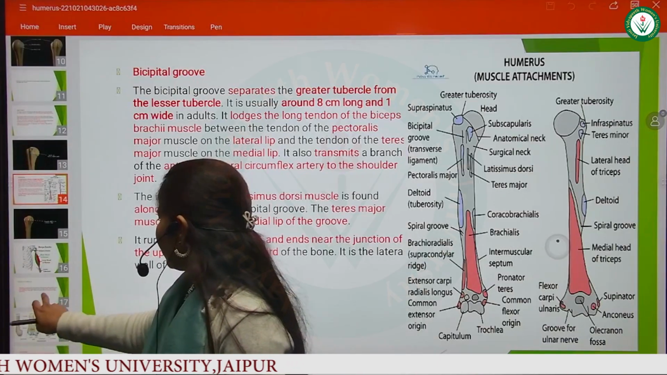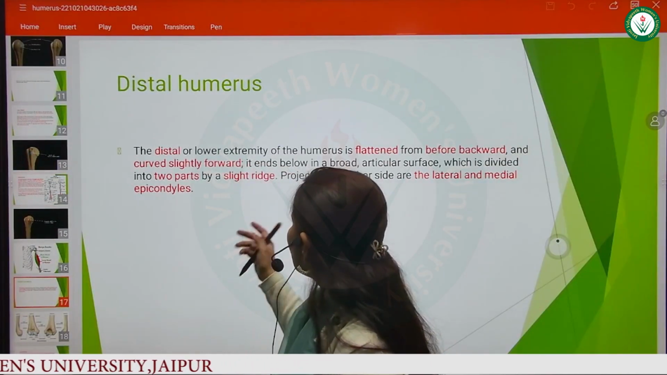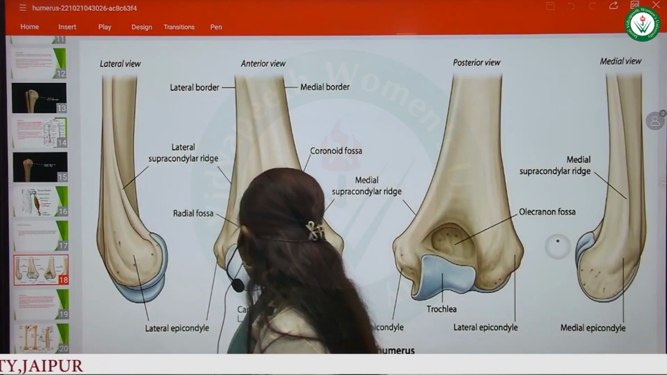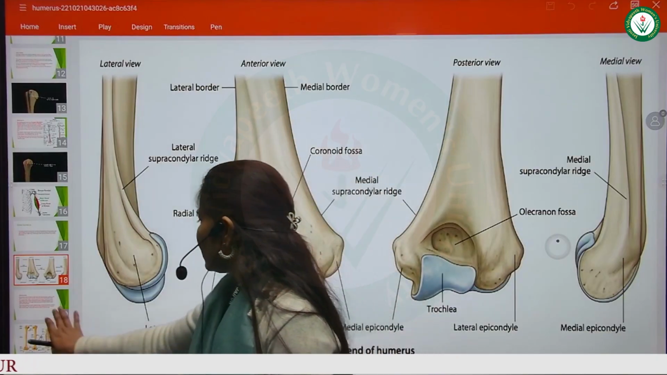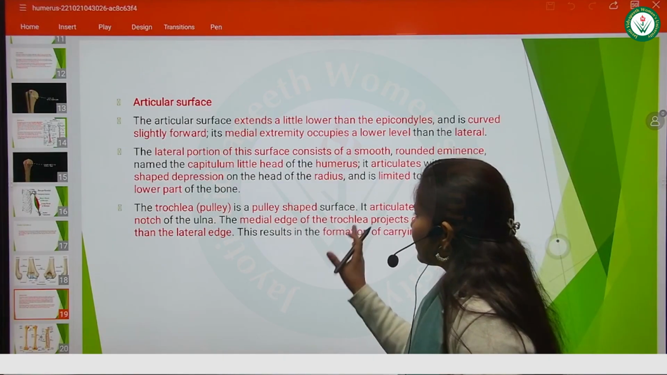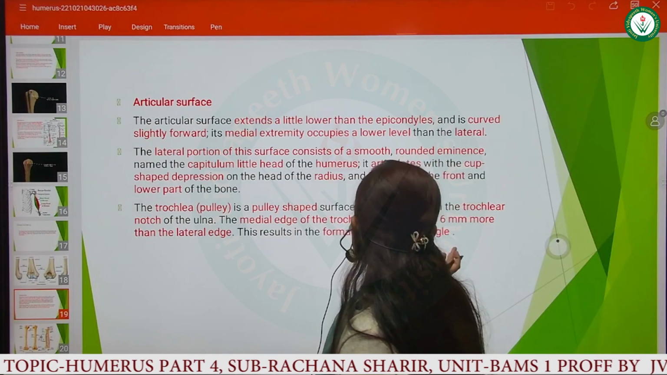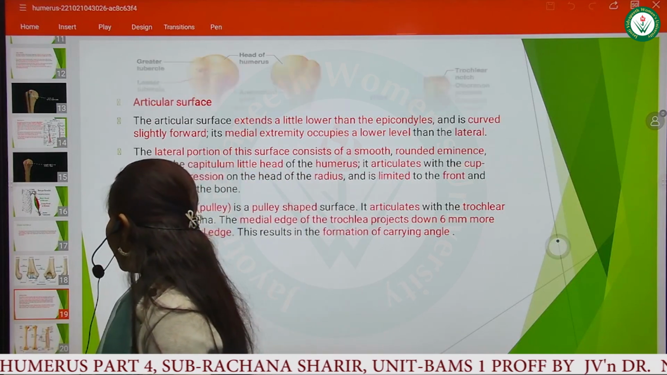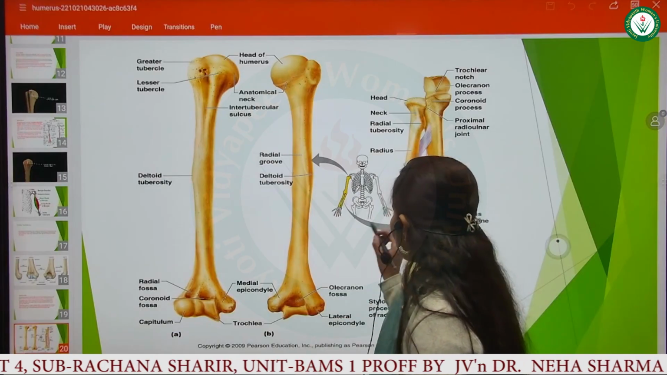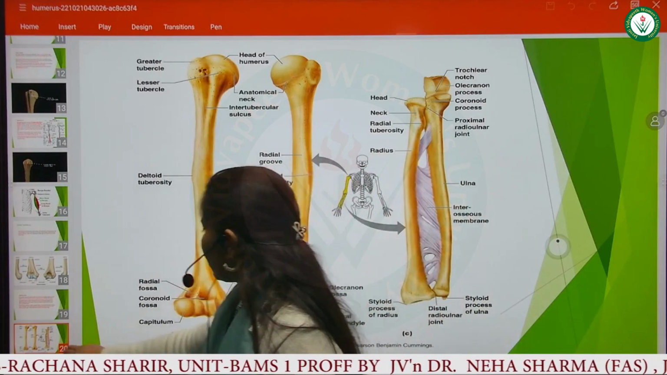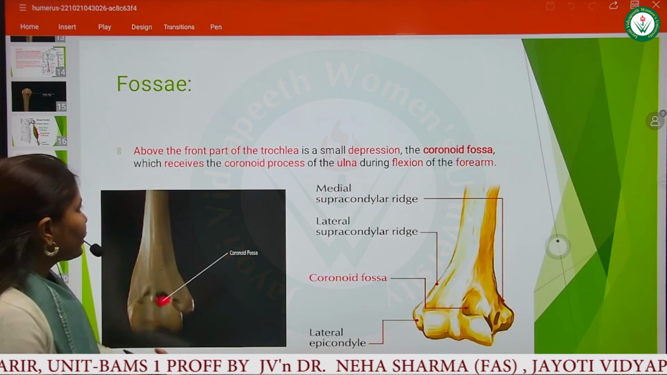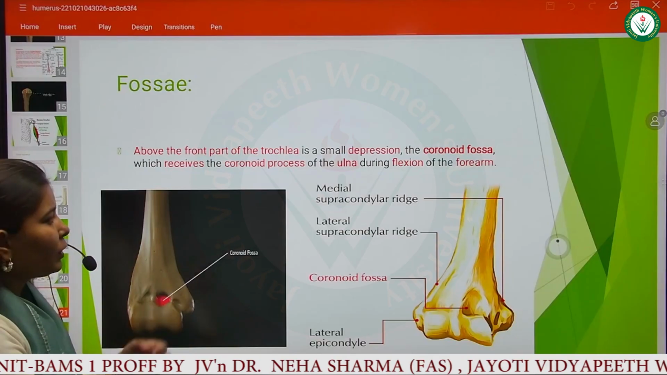Then we discussed the distal humerus: epicondyles, capitulum and trochlea. We have already discussed the articular surface of the humerus bone. After that we are discussing how the humerus and the radius and ulna bones get attached at the elbow joint, how they form the elbow joint. So we are now discussing the fossae of the humerus bone, starting with the coronoid fossa.